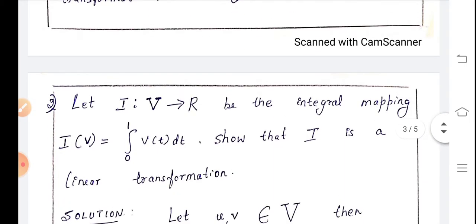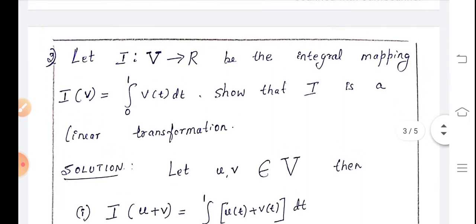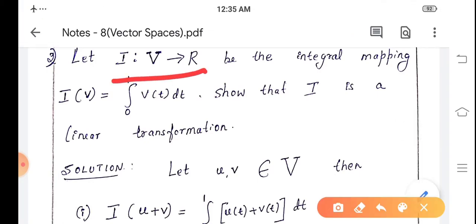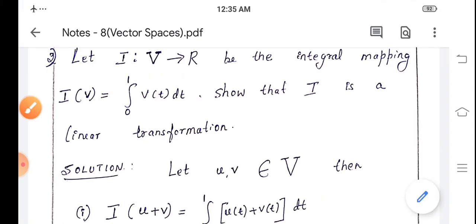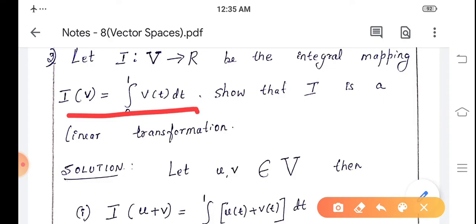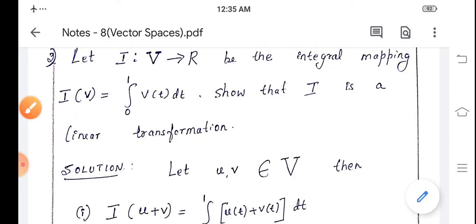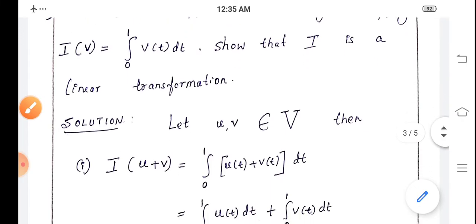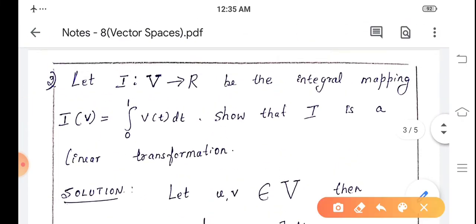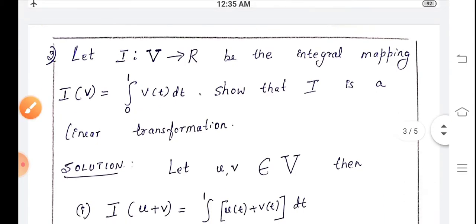We will work out the second problem. Second question is, let I from V to R be the integral mapping, I of V is equal to integration 0 to 1 V of t dt. Show that I is a linear transformation. Now here the function is defined like this, I of V is equal to integration 0 to 1 V of t dt. We shall verify the two conditions for linear transformation.